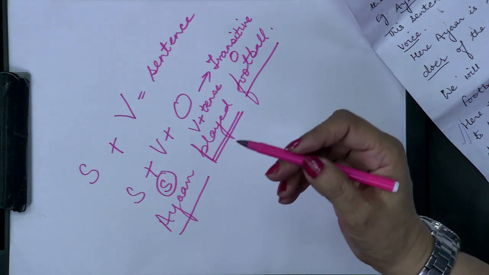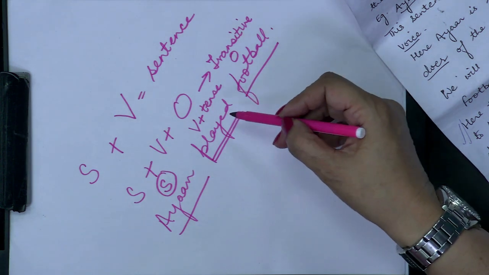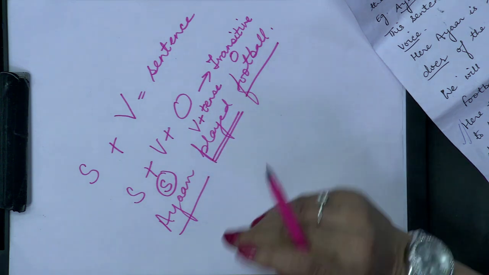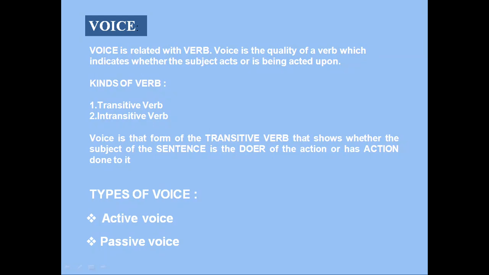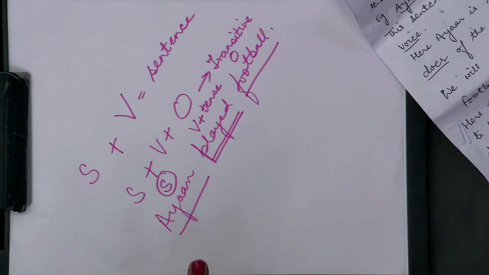Played tells us that Ayan played football sometime in the past. When a sentence is given to you in the exam, children, first of all, you will identify the subject, verb and object. First thing is that you have to identify subject, verb and object. And when subject, verb and object are in SVO order, the sentence is said to be an active sentence or active voice. In this sentence, Ayan played football. Ayan is the subject and he is the doer of the action. What action? He played football. When did he play football? Played tells us that he has already played football.